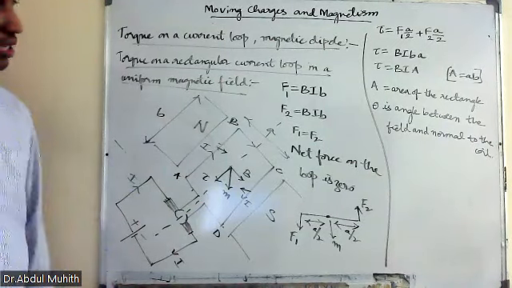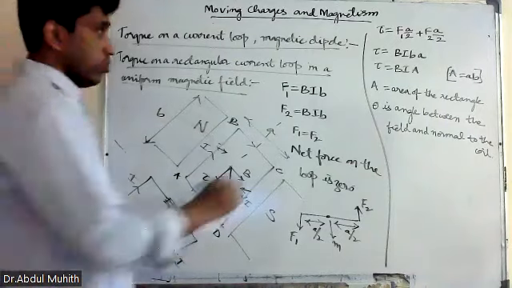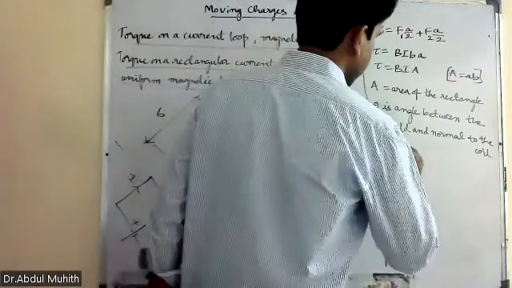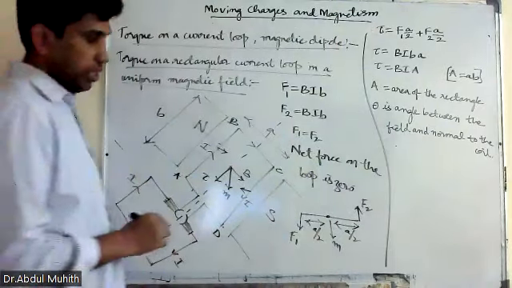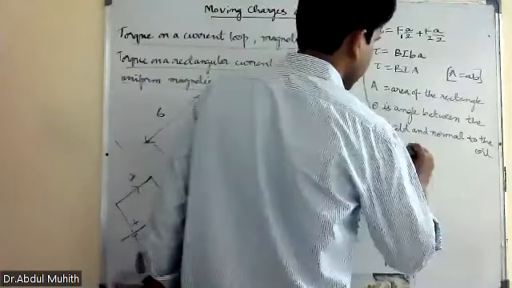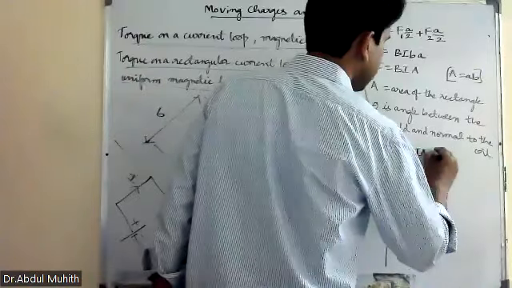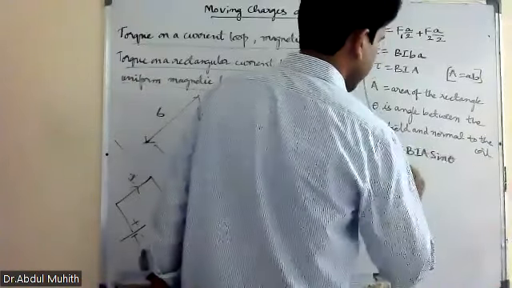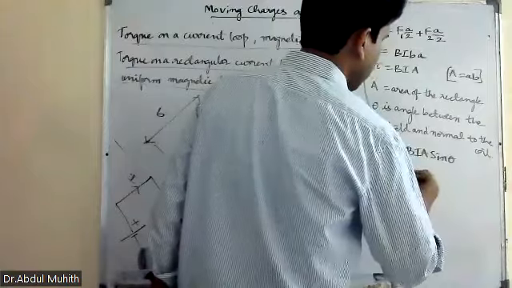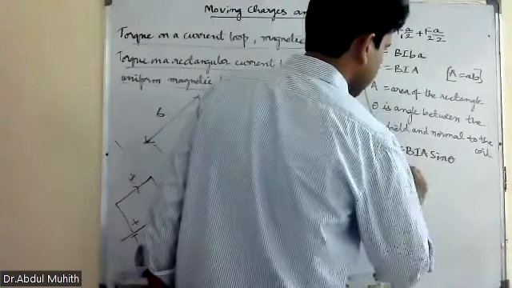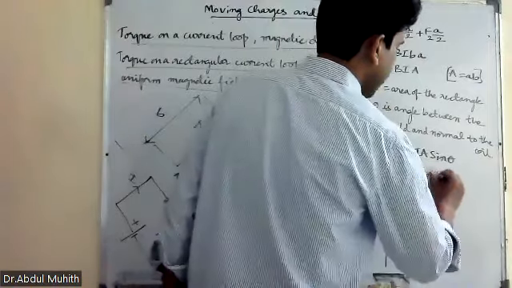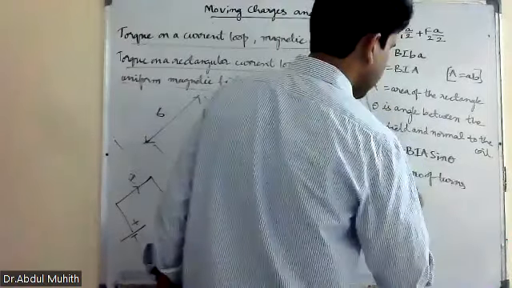So we can simply write tau is equal to what? If BIA is the formula, we can also write tau is equal to B I A sin theta. If there are N number of turns, if capital N is the number of turns, we can write tau is equal to what?